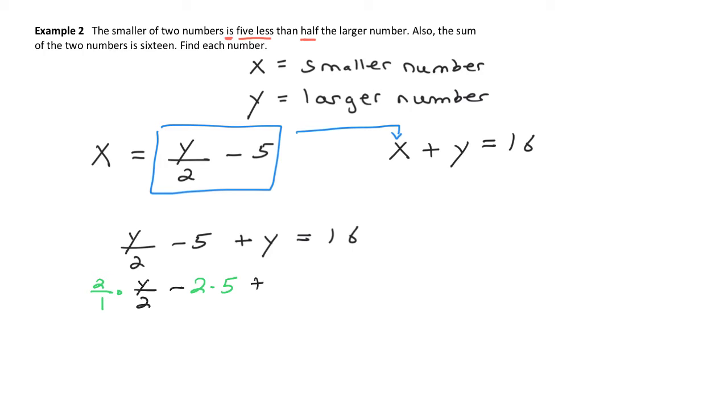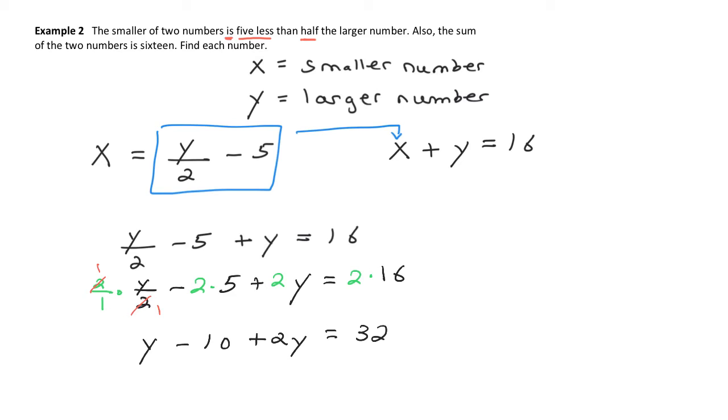plus 2 times y. And that's equal to, on the other side, 2 times 16. And I can just put that back to this, keep everything consistent, but I multiplied every term by 2. It cancels over here to leave me with just y. 2 times 5 is 10. 2 times y is 2y. And if we double 16, we get 32.